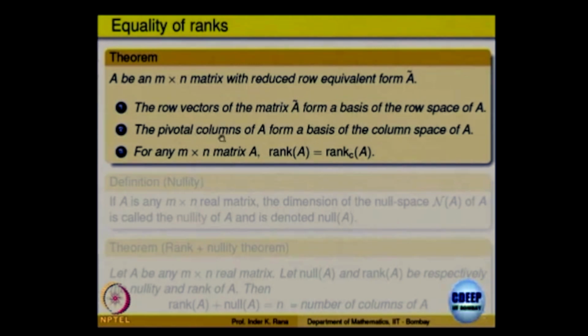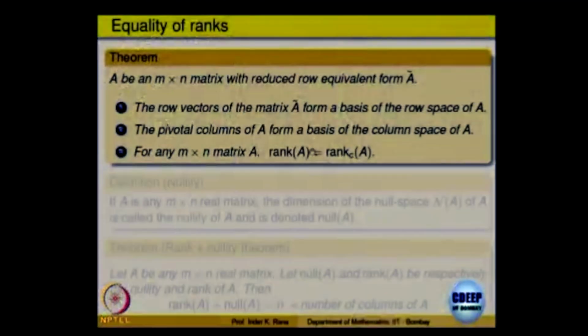And similarly, if I look at the pivotal columns of A, what are the pivotal columns of A? You take the matrix A, bring it to row echelon form, and see where the pivots are coming. Mark down P1 the first pivotal column, P2 the second pivotal column. Look at the original columns of the matrix, the P1th column, P2th column and Prth column. Because independence is not going to change, they are independent and span the column space. So that is the second observation.